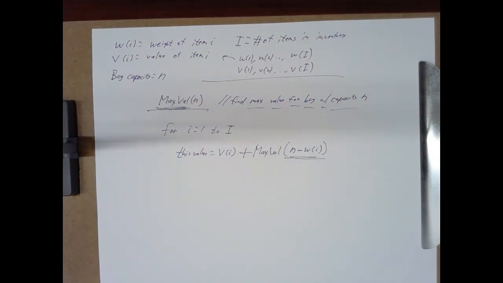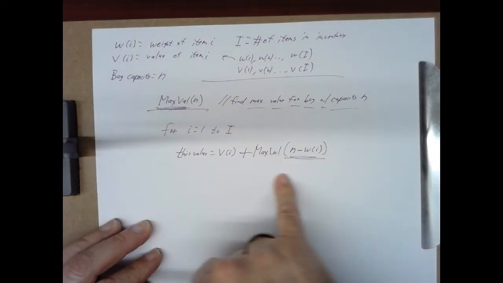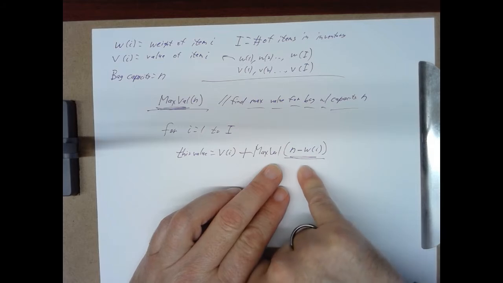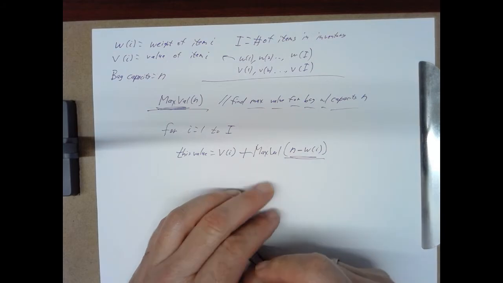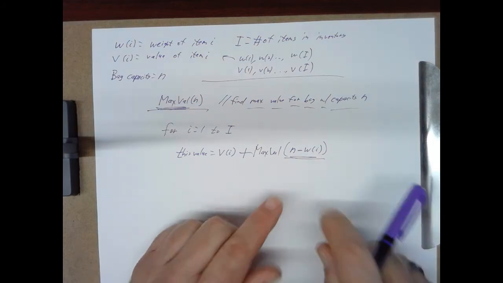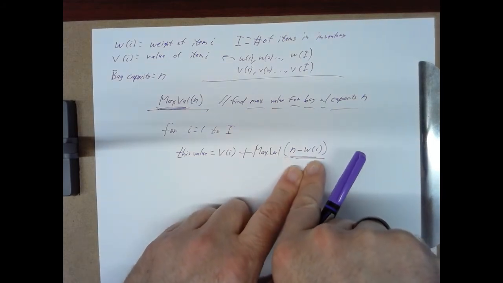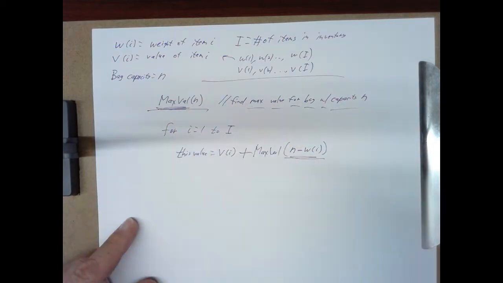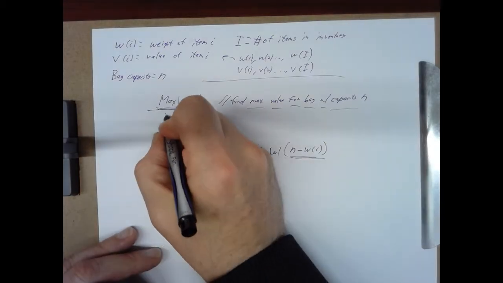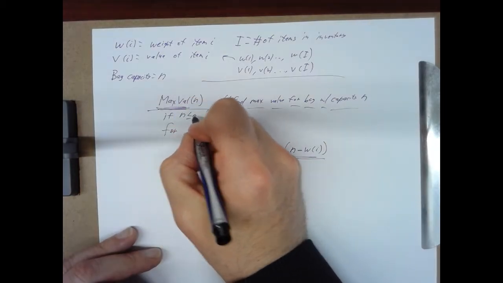If we put item I in our bag, the max value we can get is the value of that item plus whatever the maximum value is we can put in the remaining capacity, which we can find by just calling our MaxVal function. And as long as these weights are positive, n minus that weight is going to be smaller than n, right? Which means when we recurse, we're going to be using smaller and smaller values of n, which means as long as we have a base case, this recursion will eventually exit.